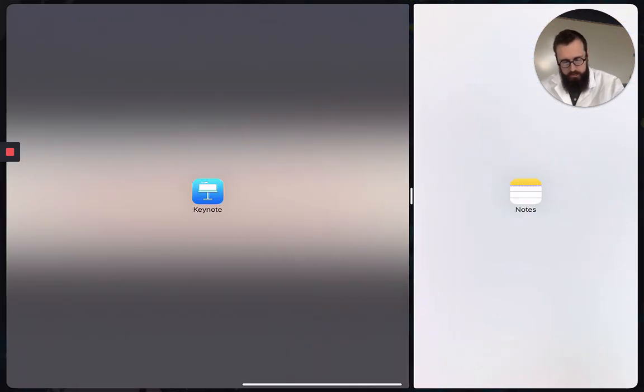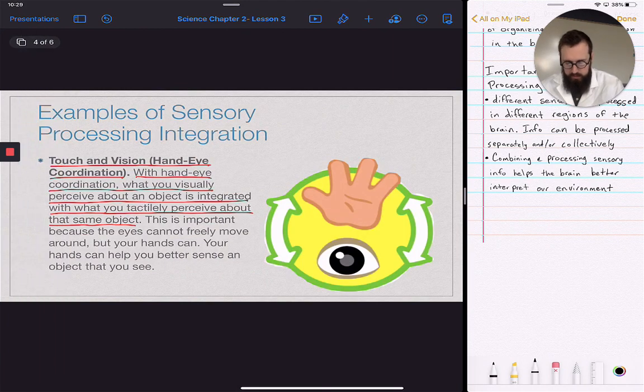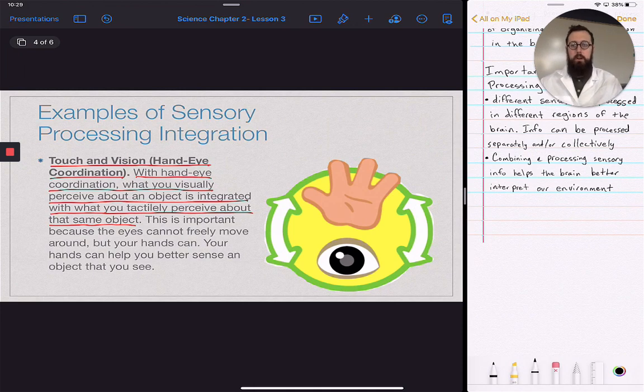All right, so let's go ahead and look at another section. Let's look at examples of sensory processing integration. Integration is combining more than one sensory processing together. So the first one we're going to look at is touch and vision, also known as hand-eye coordination.